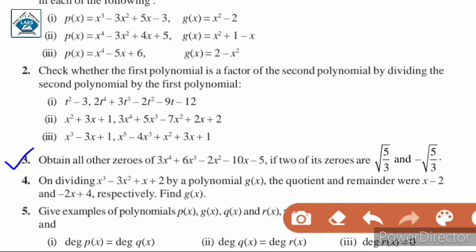Obtain all other zeros of 3x raised to 4 plus 6x cube minus 2x square minus 10x minus 5 if two of its zeros are root of 5 by 3 and minus root of 5 by 3.